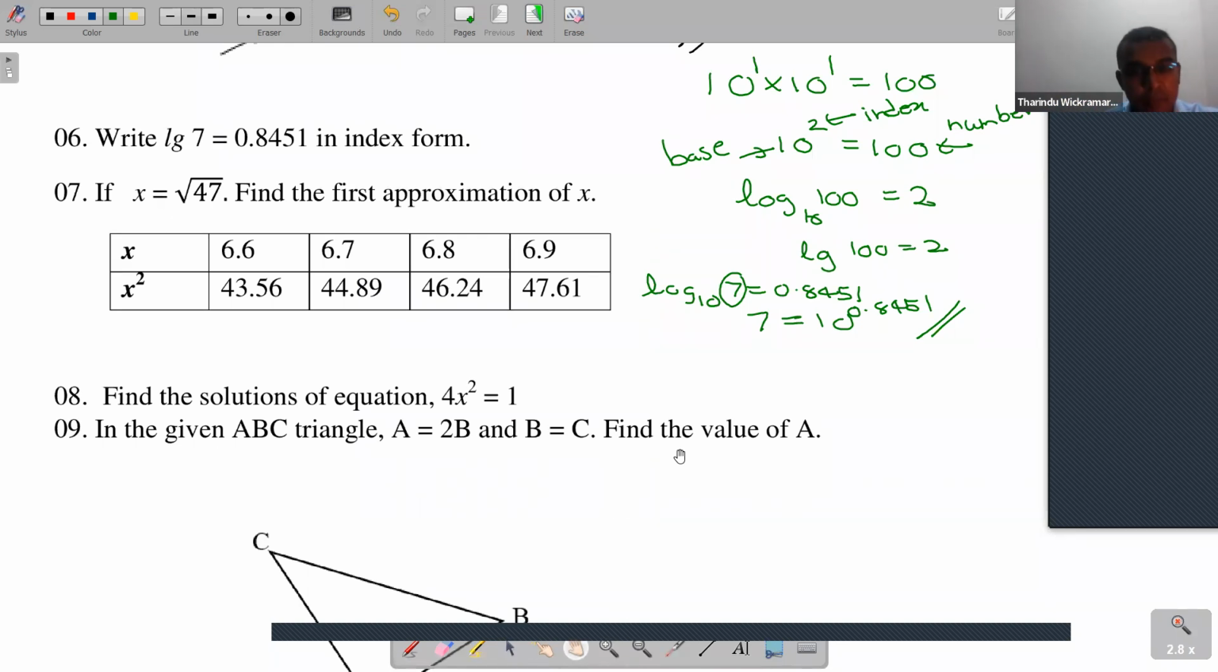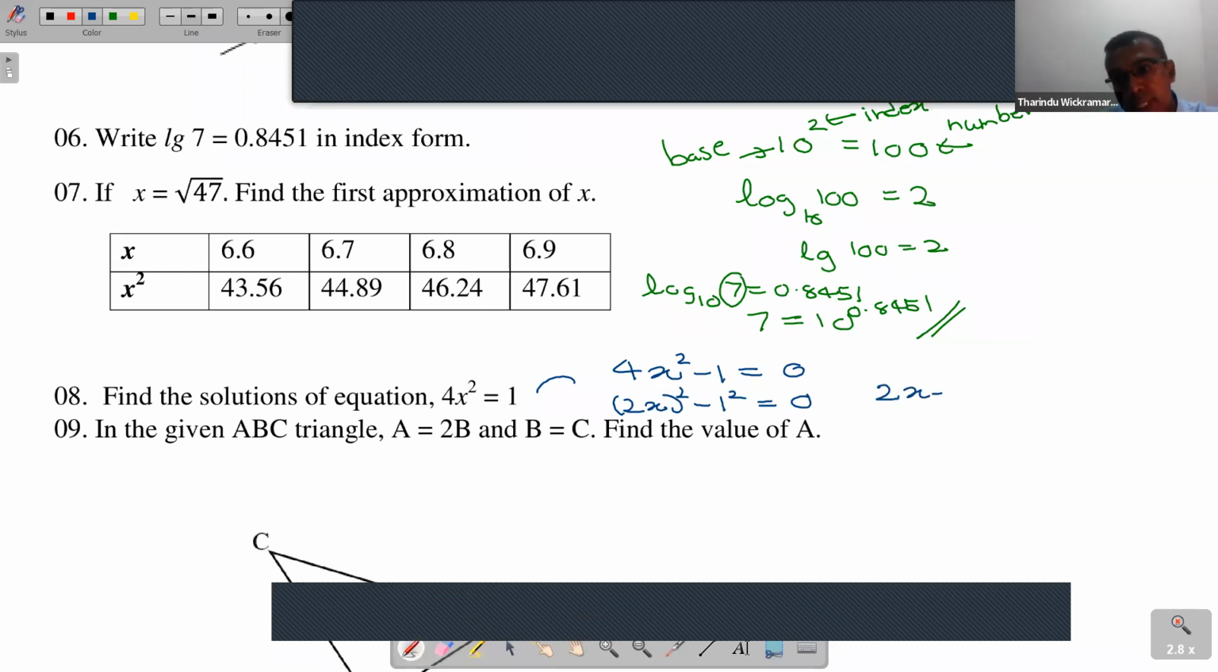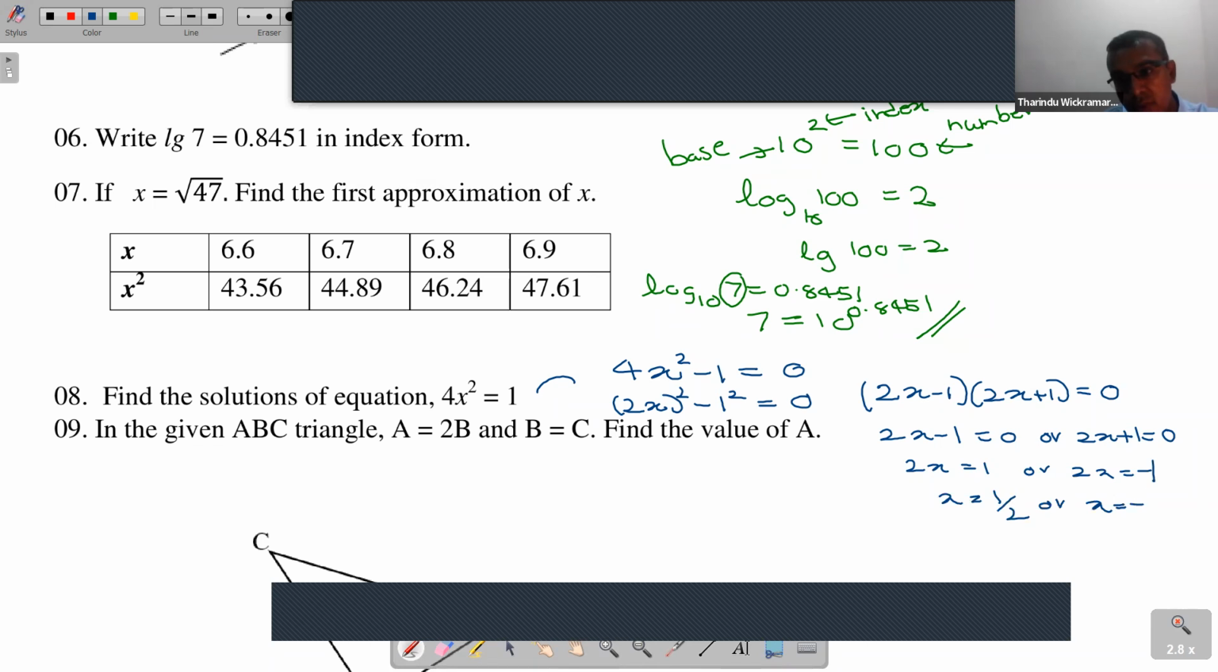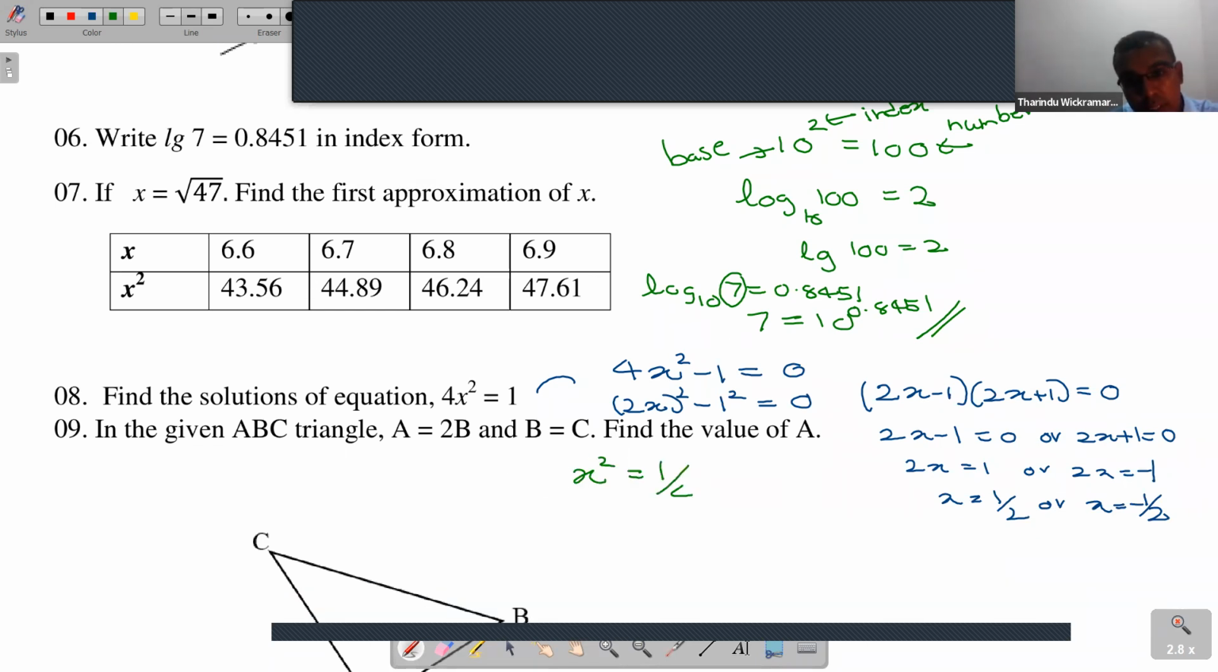So find the solutions of the equation. How can you do that? Some people will take this one to this side. Then 4 is 2 squared. This is 2x squared minus 1. 1 is 1 squared. I have asked you to remember the squares from 1 to 10. Then 2x minus 1, 2x plus 1 equals 0. Then 2x minus 1 equals 0 or 2x plus 1 equals 0. So 2x equals 1 or 2x equals minus 1. X equals half or x equals minus half. Right. Otherwise, I can do what? X squared equals 1 over 4. I divide both sides by 4.